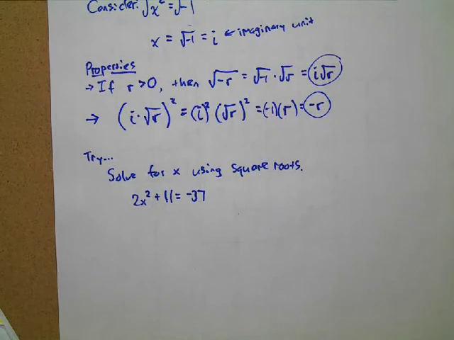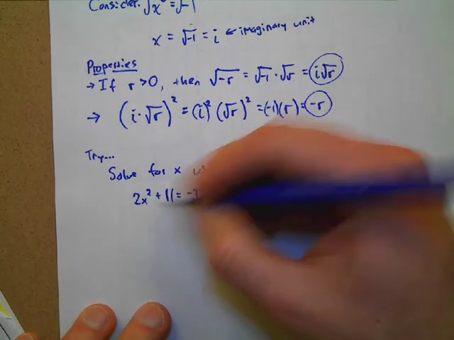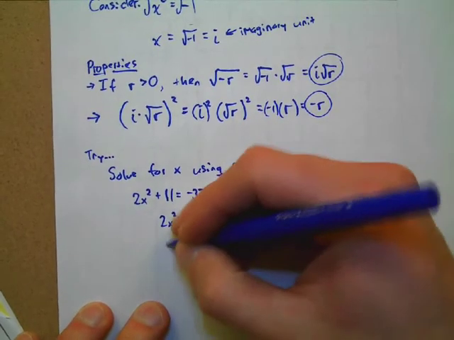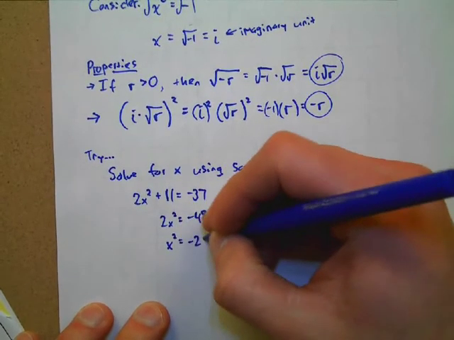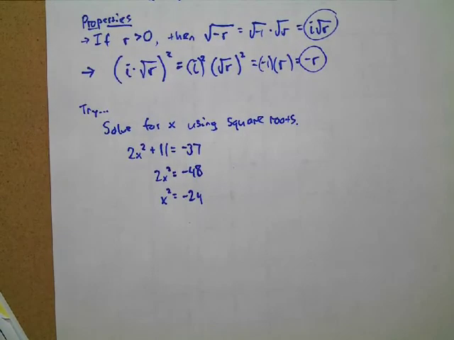All right. Looks like people made some progress here, so let's get to where many of us got to. We subtract 11 on both sides, we get negative 48. We divide both sides by 2, we get negative 24. Okay? And at this point, hopefully we all got to this point. Any questions up to this point? Okay. Now, what should be our next step?